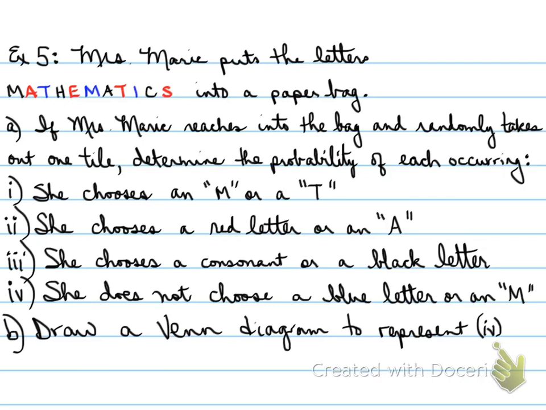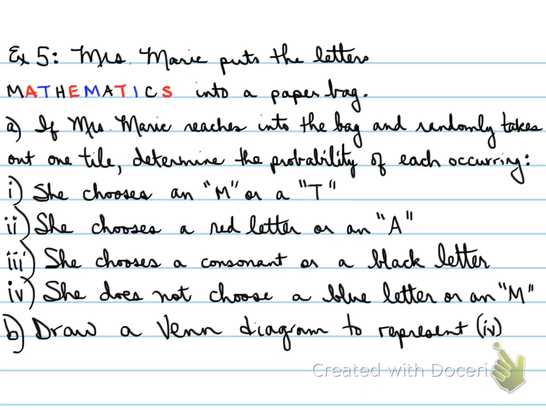Okay, here we go. Mrs. Merrick puts the letters of MATHEMATICS into a paper bag. If Mrs. Merrick reaches into the bag and randomly takes out one tile, determine the probability of each occurring. Part 1: she chooses either an M or a T. All right, how many M's?